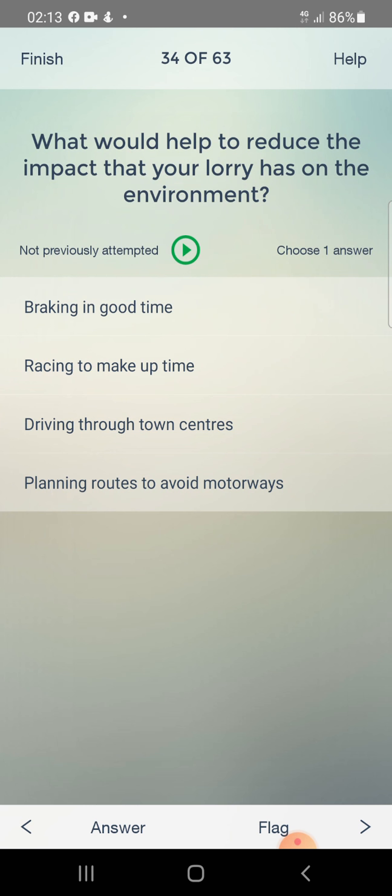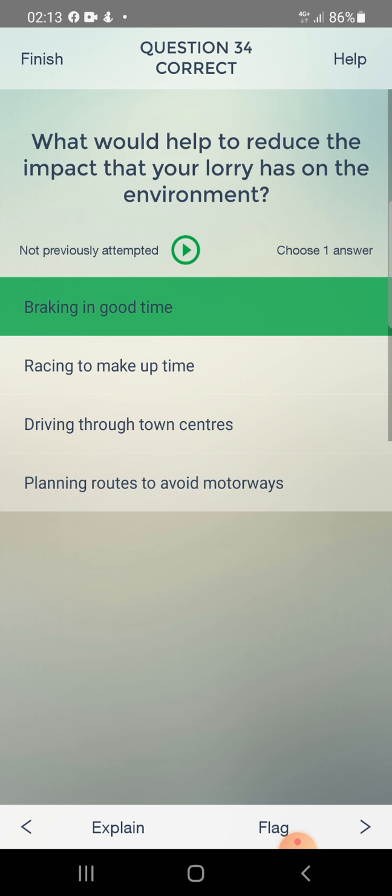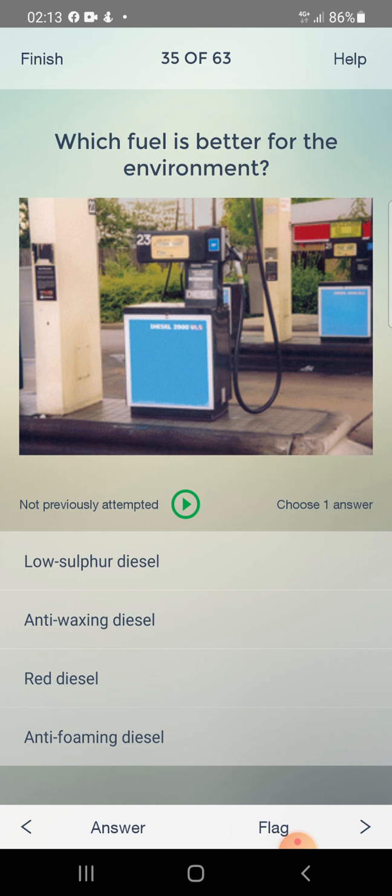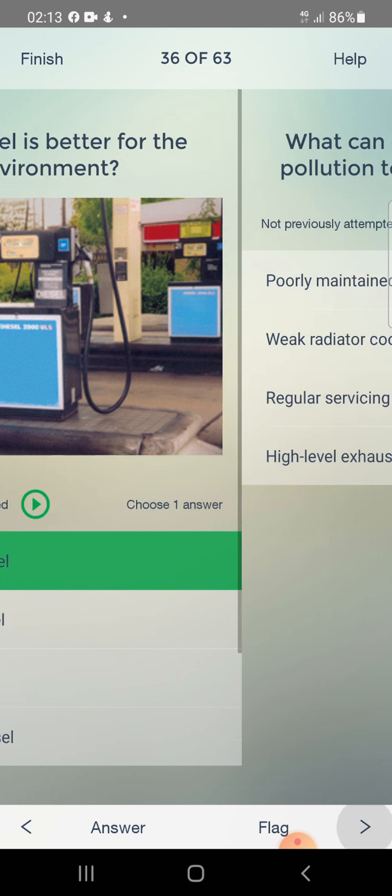What would help to reduce the impact that your lorry has on the environment? Braking in good time, racing to make up time, drive through town centers, planning routes to avoid motorways. I think braking in good time, yes. Which fuel is better for the environment? Low sulfur diesel, anti-waxing diesel, red diesel, anti-foaming diesel. Low sulfur diesel.